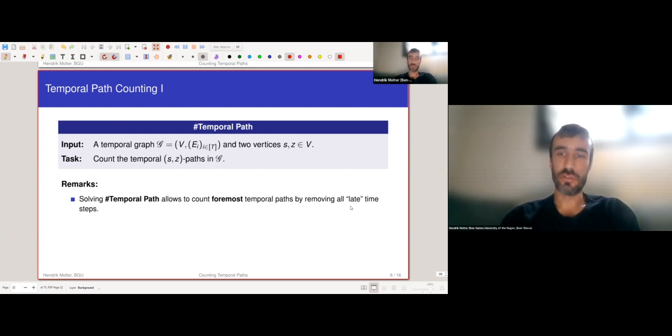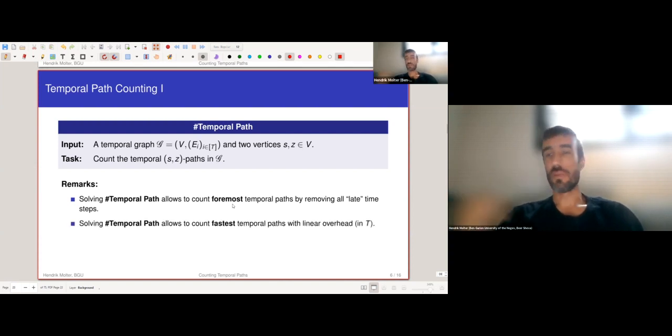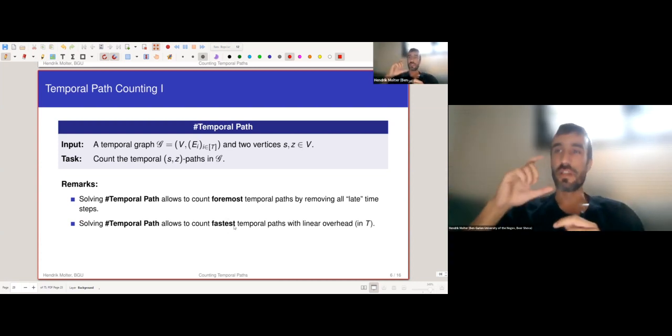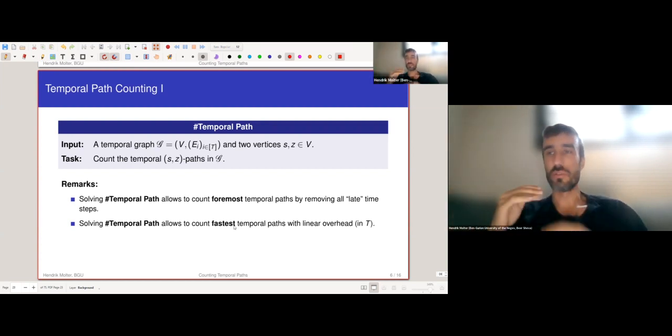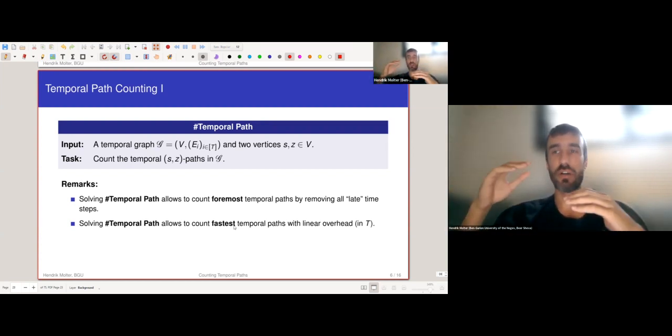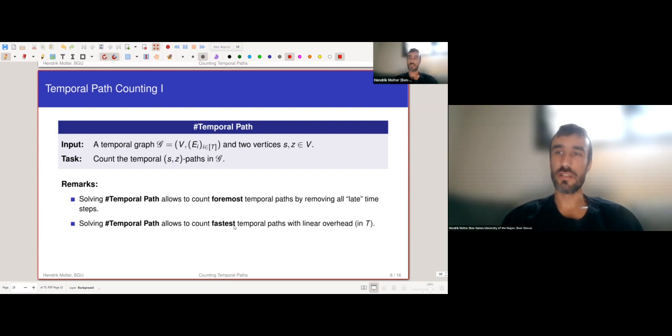That was mentioned in earlier talks. So we can just do that, remove all late time steps from our input, and just count all the remaining paths, and those are all going to be foremost paths. So if we can solve this, then with polynomial overhead, we can also count foremost temporal paths, and by a very similar argument, we can also count the fastest temporal paths by just moving essentially the duration window across the temporal graph and removing early and late time steps that we're not interested in.